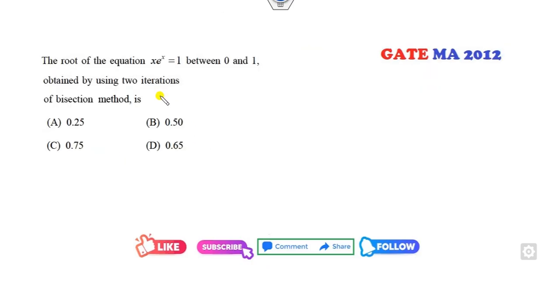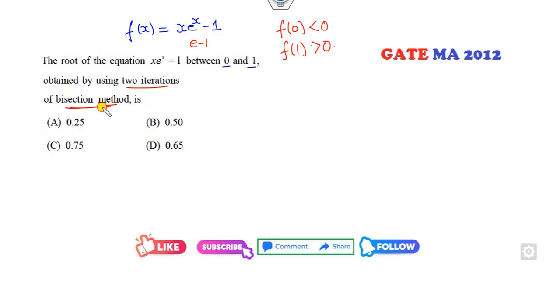Look at this another one. Again you have to find the root. F of x is x e raised to power x minus 1. It lies between 0 and 1. What is f of 0? Negative. F of 1 is e minus 1, so e minus 1 is positive. Fine. We need two iterations of the bisection method.